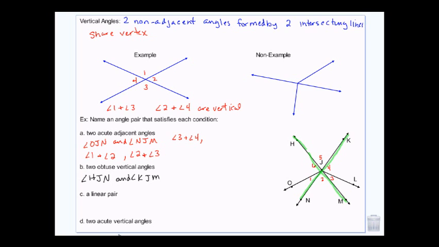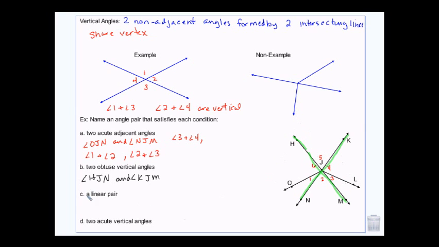A linear pair are any two angles that will make one of these straight lines. So if I want to use line KN, I can use angle 5 and then the whole angle here. I could use angle 1 and then this whole angle here. If I want to use the line HM, I can use angle 5 and then this whole angle, or I could use angle 3 and this whole angle.